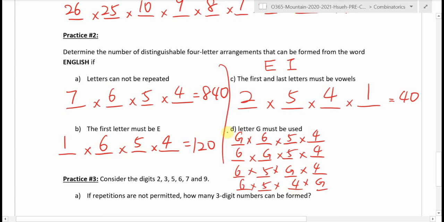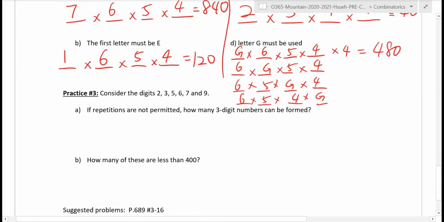So really, it's just the first possibility, and then times 4, because G could be placed at 4 different places. Or you could just do each one of those individually and add them together. It's the same thing as if you just do the first one and times 4, because G could be first, second, third, or fourth. In this case, you end up with 480. So that's how many ways you can arrange 4 letters out of the 7 letters from English.